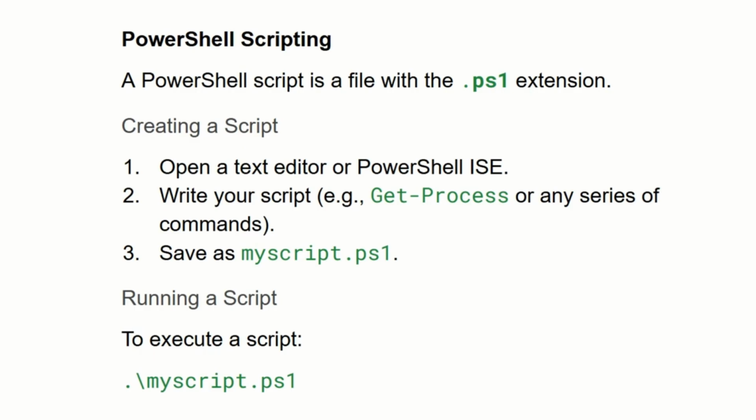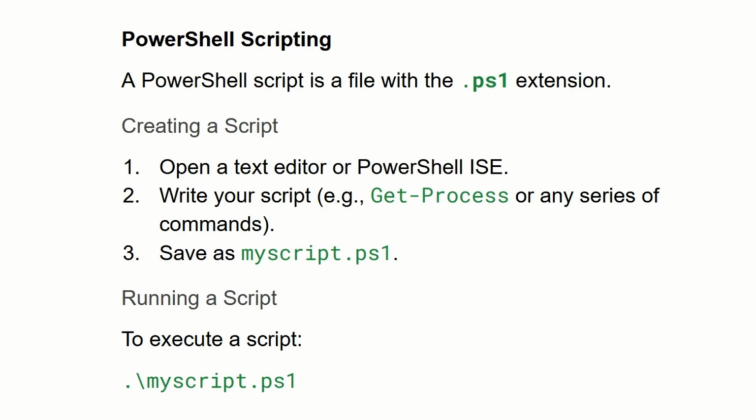A PowerShell script is a file with the extension .ps1. To create a script, open a text editor or PowerShell ISE, write your script and save it with the file name and extension ps1. To execute a script, we need to use dot slash and the script name. And there are a lot of PowerShell commands, and it is very difficult to put all in one list.